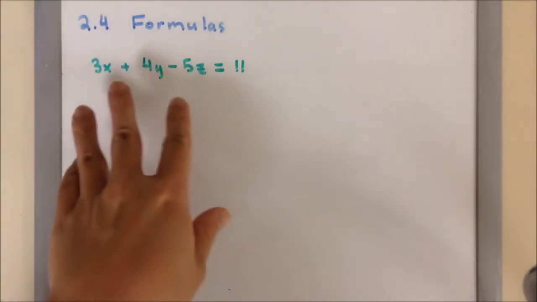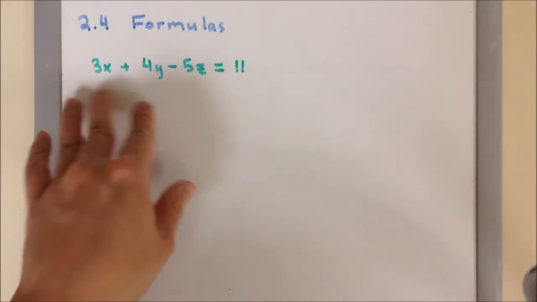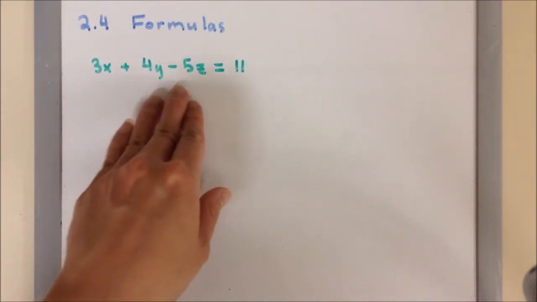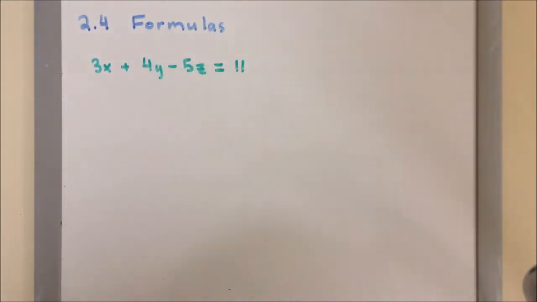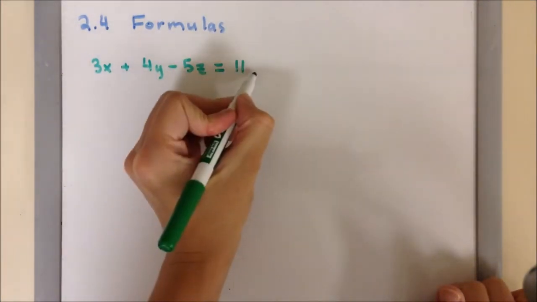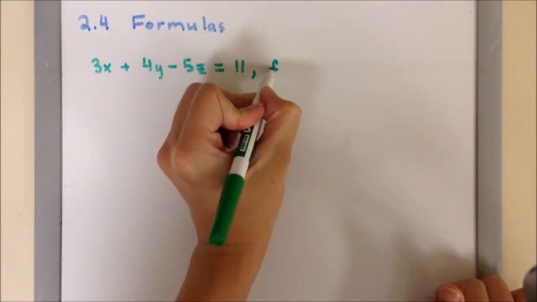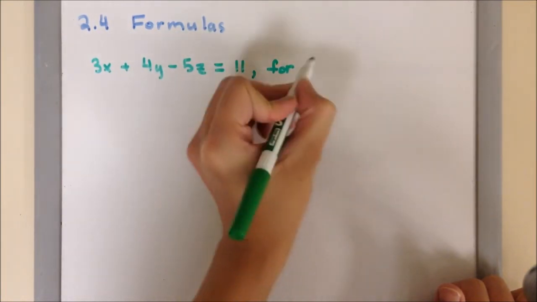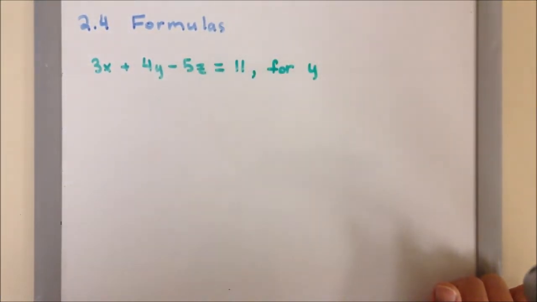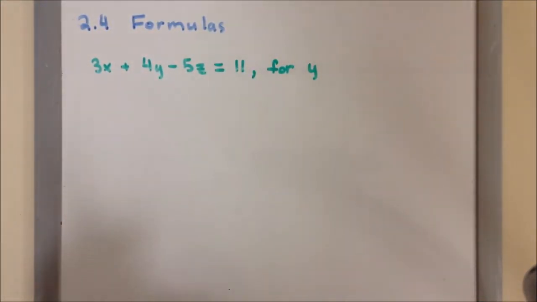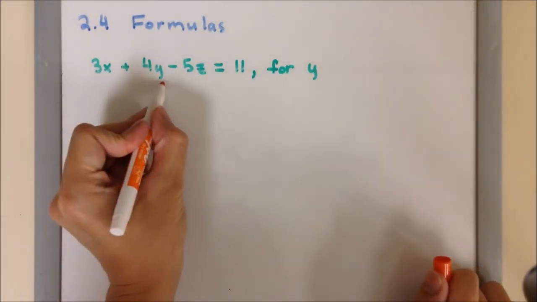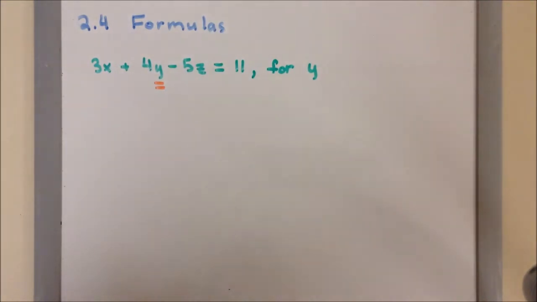So let's take a look at this equation: 3x plus 4y minus 5z equals 11. Now, if you're given this problem and it says to solve for y, it's asking you to solve and get y by itself. So this variable right here, we want to get y by itself.